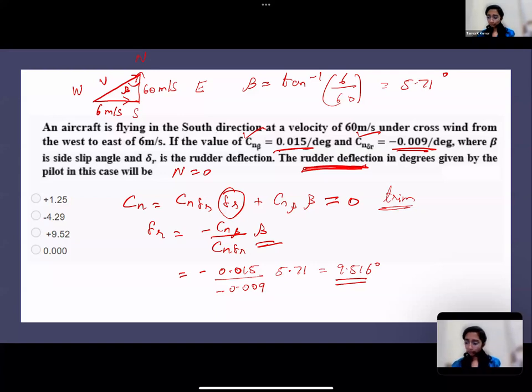Okay, so is this clear? You find out beta, you put it into this equation, and you get the Cn to be 0 because you deflect your elevator, rudder, all the control surfaces so that you can get trim. That happens when you write this equation and set it to 0. Now you need to find out beta because that is the only other unknown in the equation. Find out beta from the information that is given to you. It's flying south. You have a crosswind. It's a simple tan inverse equation. Find beta, and then you put it in this equation. Find your delta R. So this is the rudder deflection required to trim your aircraft given these conditions.